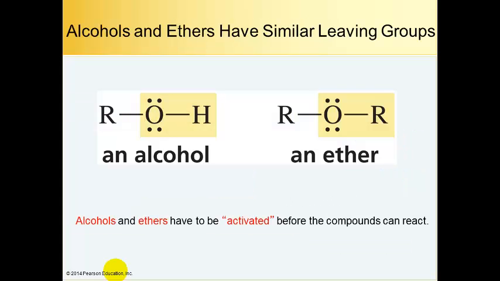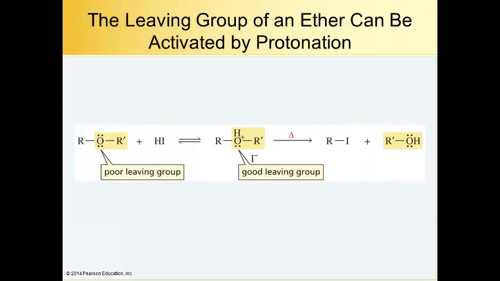Alcohols and ethers are very similar in that they have similar leaving groups. Just like in the beginning of the chapter when we talked about OH itself not wanting to leave, so is it that OR does not want to leave either. So in order to actually make both of these groups leave, we're going to need to activate it. The leaving group of an ether can be activated by protonation, just like in the alcohol chapter.